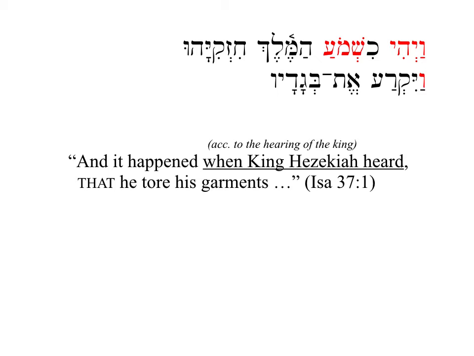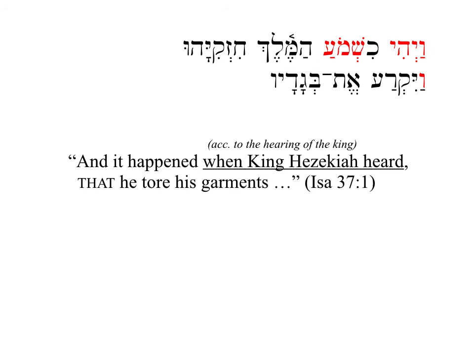We would do something like, something happened when Hezekiah heard. That's a true statement of fact. And he tore his garments. In Hebrew, these are parallel ideas. We're going to make them coordinated. So we're going to use the word that for the second vav as we link the two clauses together. And it happened when King Hezekiah heard that he tore his garments.